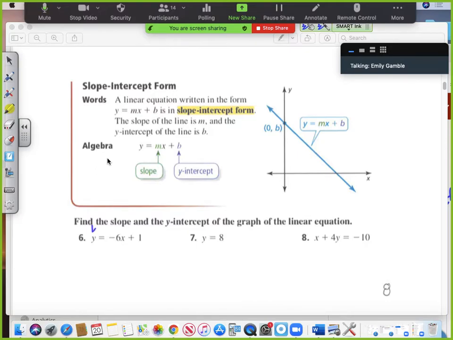This one already is in slope-intercept form because if you notice, slope-intercept form starts with y equals. Number 6 already has it in y equals form. The slope is the number in front of x. What is the slope of this equation?